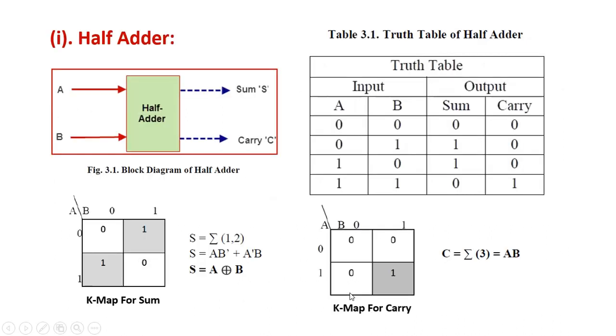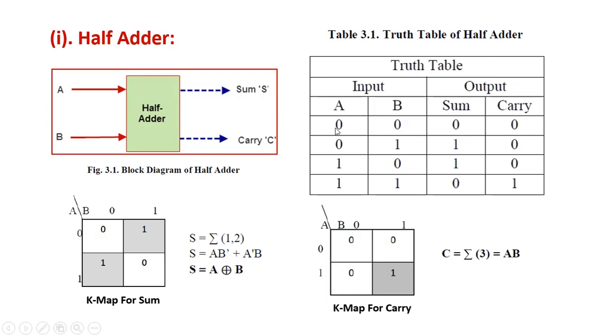Now coming to half adder. We got the problem specification. We are adding two numbers. From the specification, we got to know that there will be two inputs and two outputs, one sum and carry. Then we will form the truth table according to the relationship between input and output.